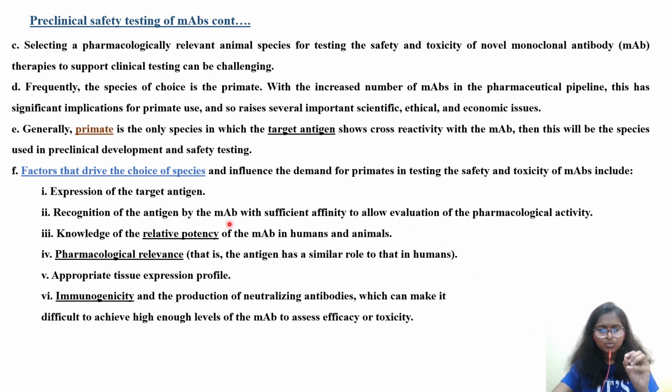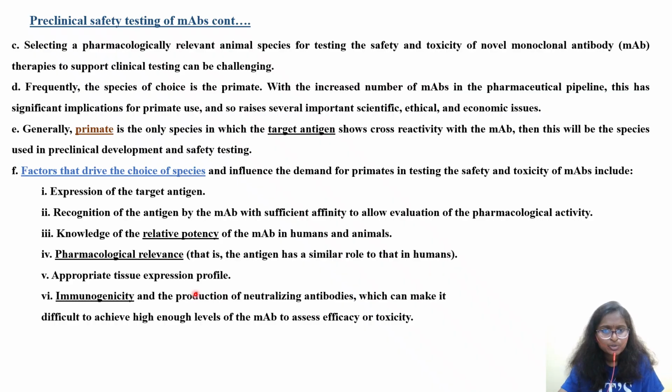Recognition of the antigen by the monoclonal antibody with sufficient affinity to allow evaluation of the pharmacologic activity. The epitope as well as the receptor should show affinity. Knowledge of the relative potency: at low dose, it has to show a high effect of the monoclonal antibody in human and animals. Pharmacological relevance, that is, the antigen has a similar role to that in the human, right?